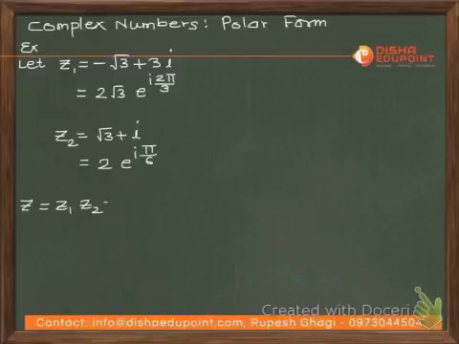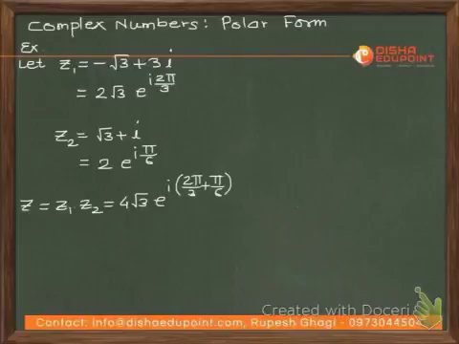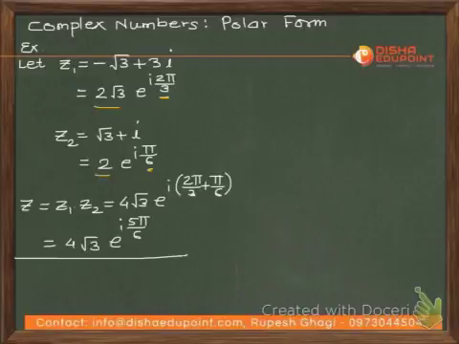So Z is equal to Z1 into Z2, which is equal to 4 root 3 e to the power i into 2 pi by 3 plus pi by 6. So what happened? The moduli are multiplied and the arguments are added. Okay, so we get the answer 4 root 3 into e to the power i 5 pi by 6. So this is the answer.